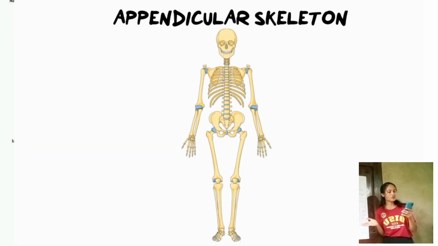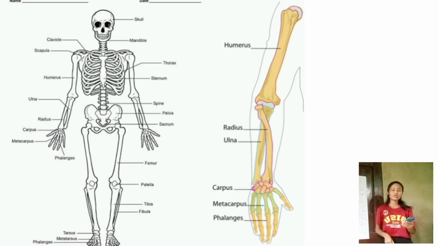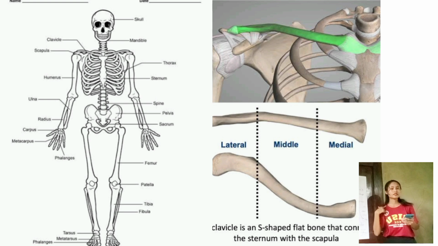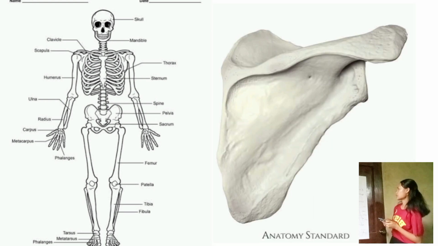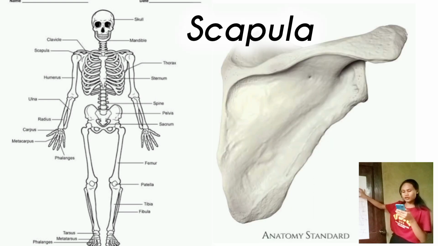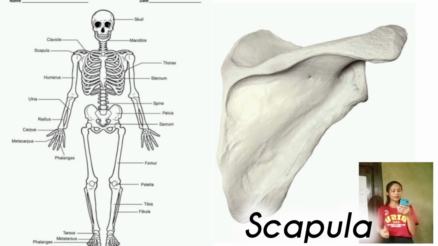Okay, so now let us move on to the upper limbs, the appendicular skeleton. This includes the bones of our arms and our hands. So first is the clavicle. This is our collarbone. It connects the arm to the chest and keeps the shoulder stable. Next is the scapula. The shoulder blade, it helps with arm movement.